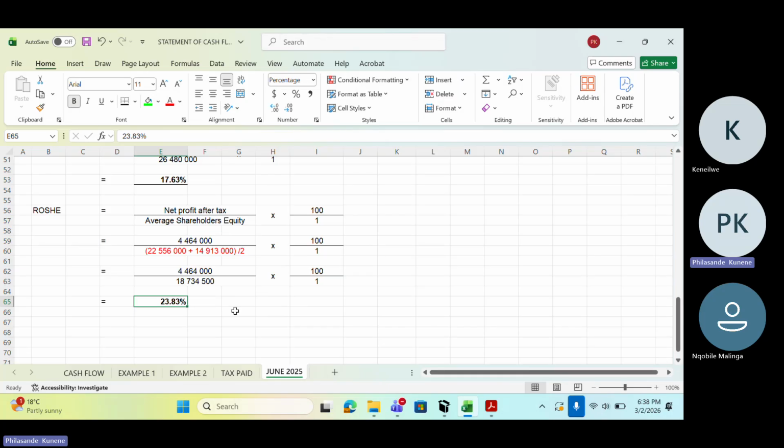Because remember, this is an investment. The shares that have been issued by the company, that is the investment of shareholders. So if you invest money in the bank, like a fixed deposit, you're expecting a return, which is an interest income, right?